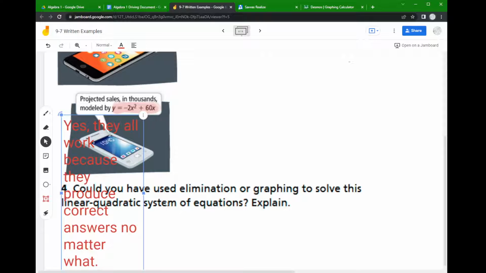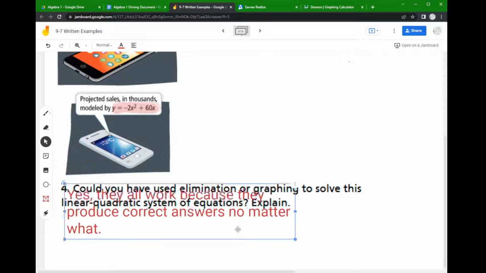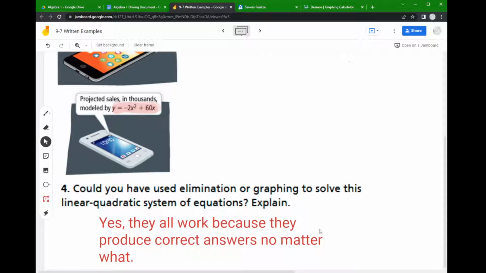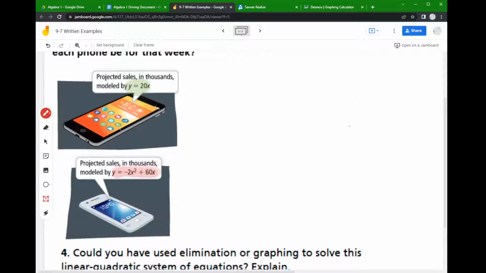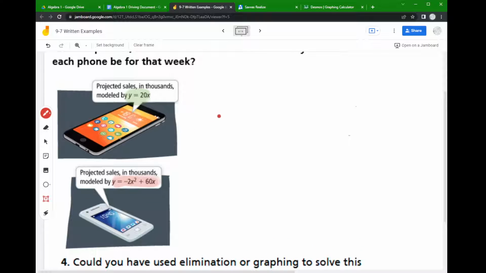Graphing is not ideal though, because graphing will sometimes not get you very clear answers, right? And elimination, if you don't like to use elimination, well, maybe that doesn't work out for you, all right? Now with substitution, remember what you do is you take one equation and plug it into the other equation.